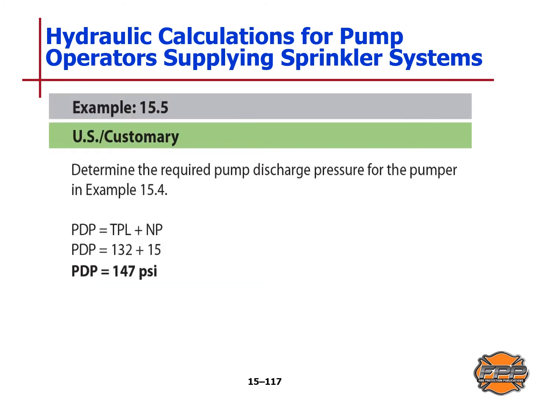So let's look at example 15.5 from your book. Determine the required pump discharge pressure for the pumper in example 15.4. We take our PDP plus TPL plus NP. So we take our PDP equals 132 plus 15. So our PDP is 147 psi.